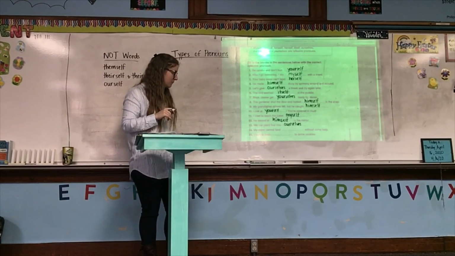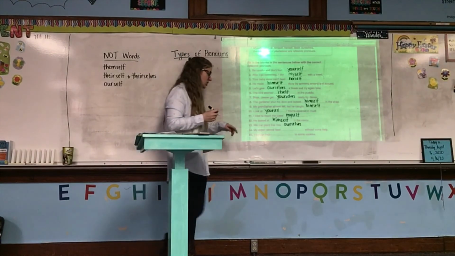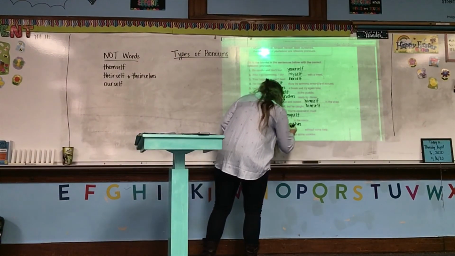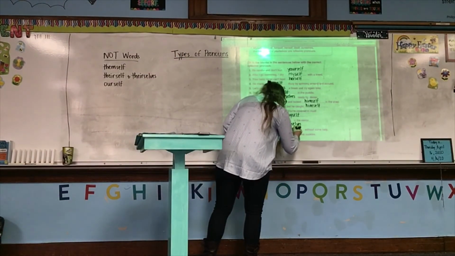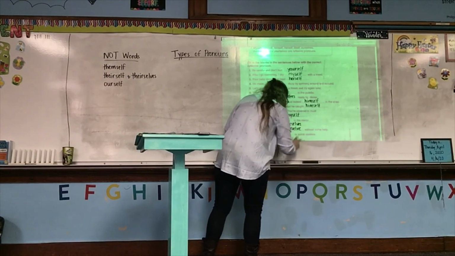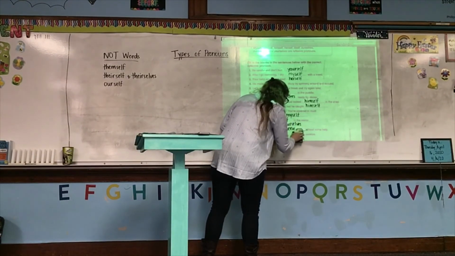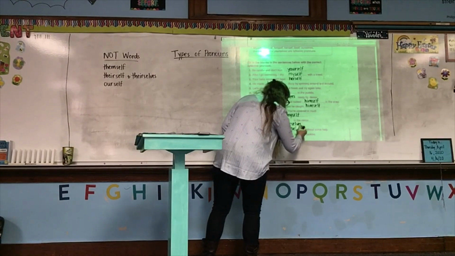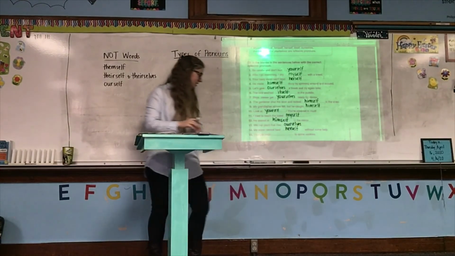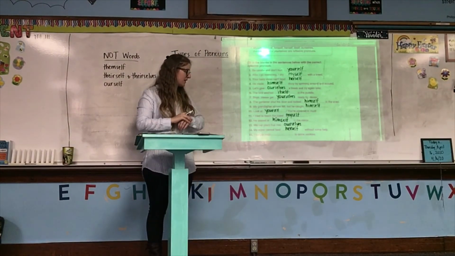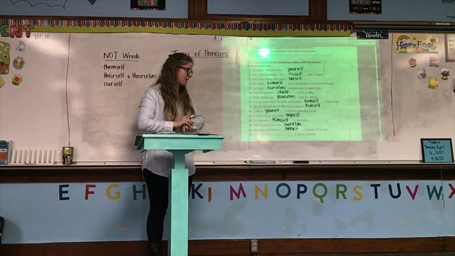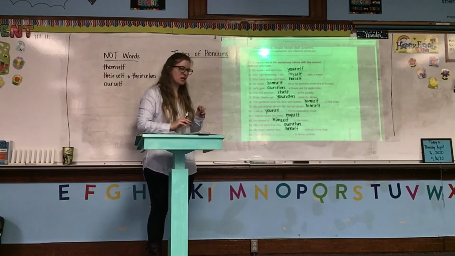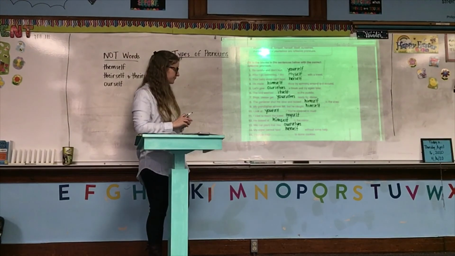Number 14, my sister cannot feed blank without some help. Well, my sister is a girl, so that means herself. If we had more than one sister and it said my sisters, then we would say my sisters cannot feed themselves without some help, because we're not talking to the sisters.